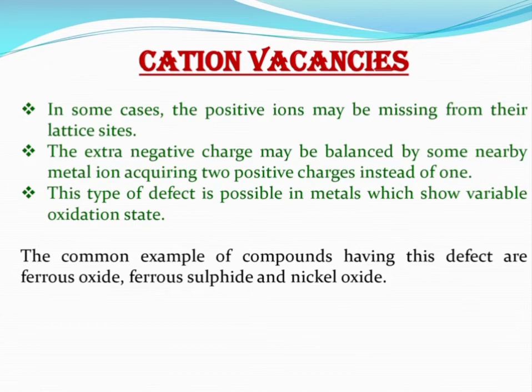This type of defect is possible in metals which show variable oxidation state. Common examples of compounds having these defects are ferrous oxide, ferrous sulfide and also nickel oxide. In the case of iron pyrites, that is FeS, 2 out of 3 ferrous ions in a lattice may be converted into Fe3+ state and the third Fe2+ ion may be missing from its lattice site. Therefore, the crystal contains Fe2+ and Fe3+ ions.